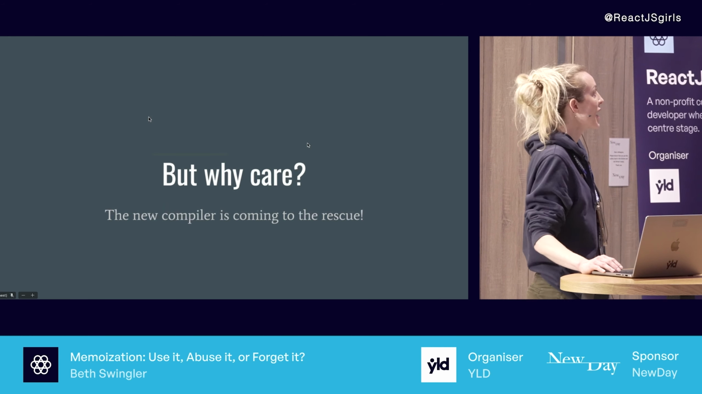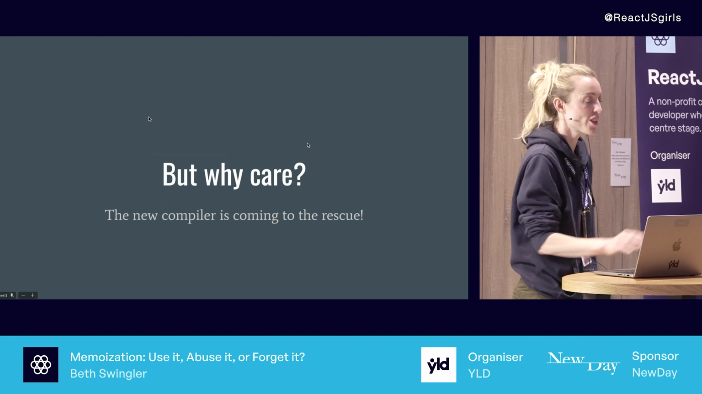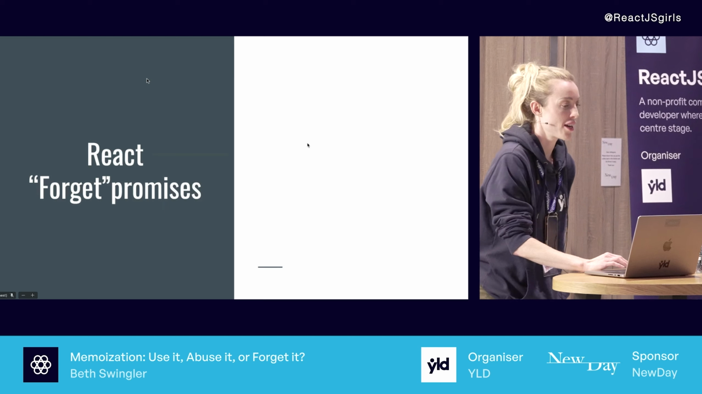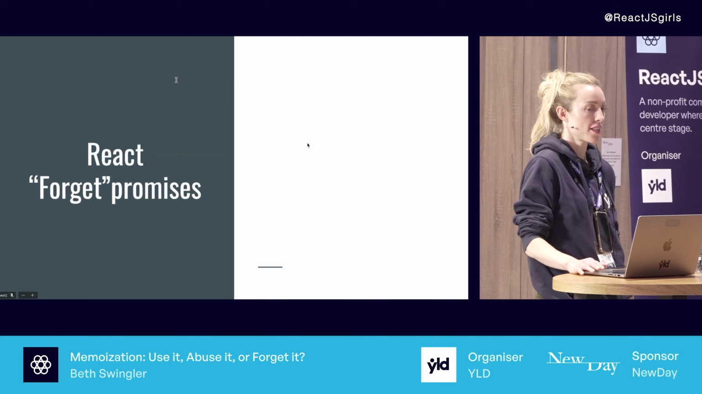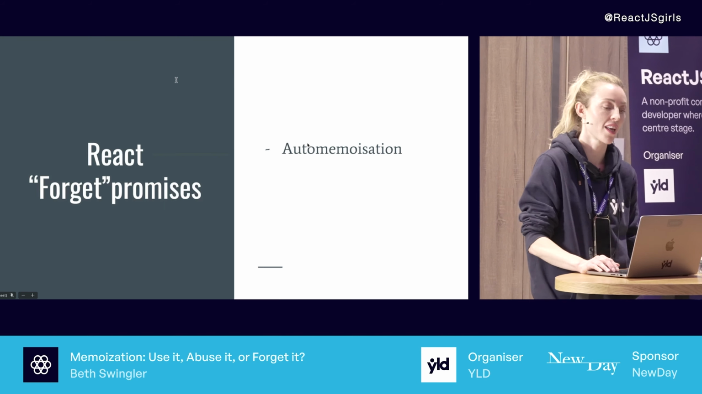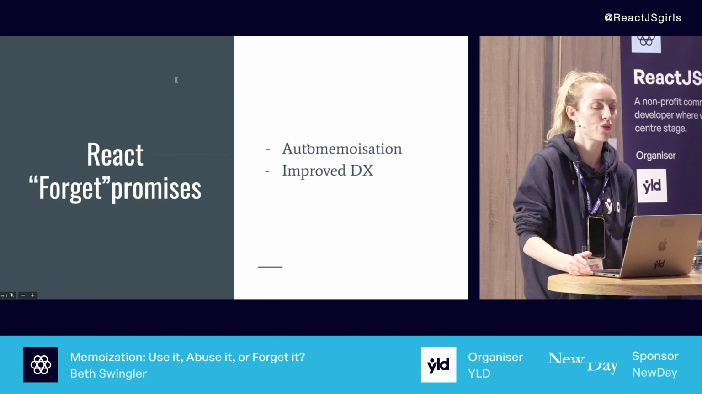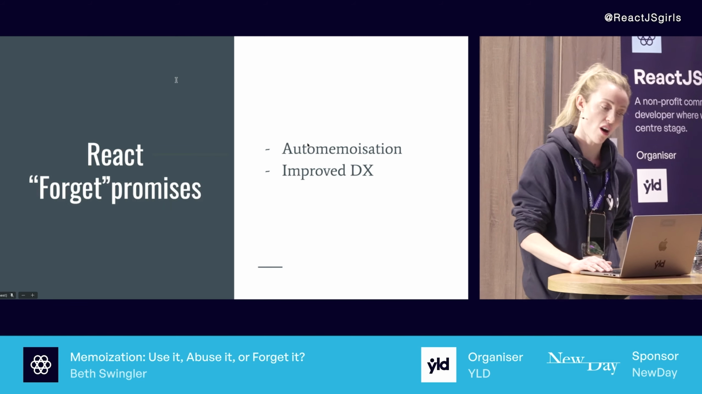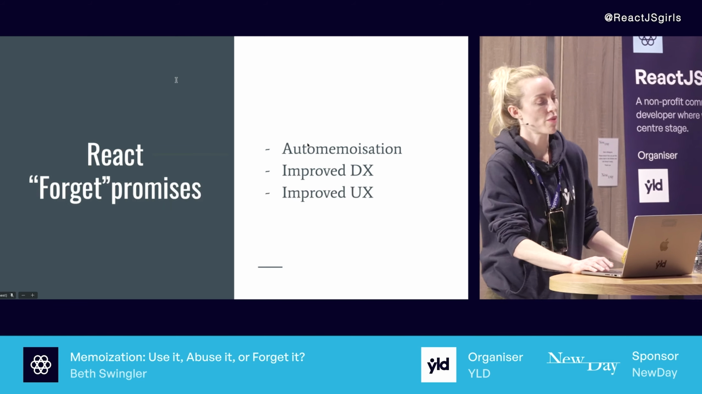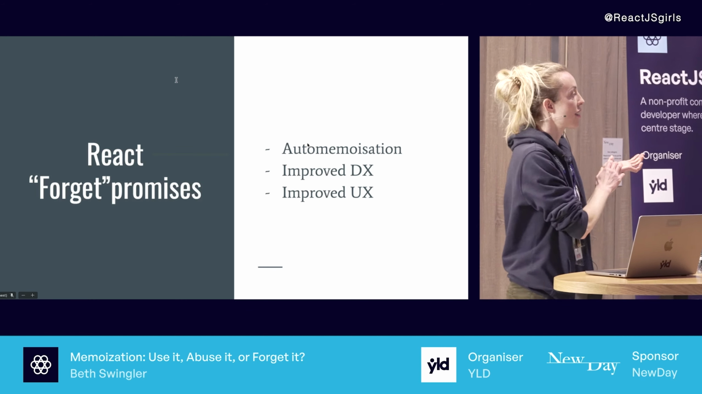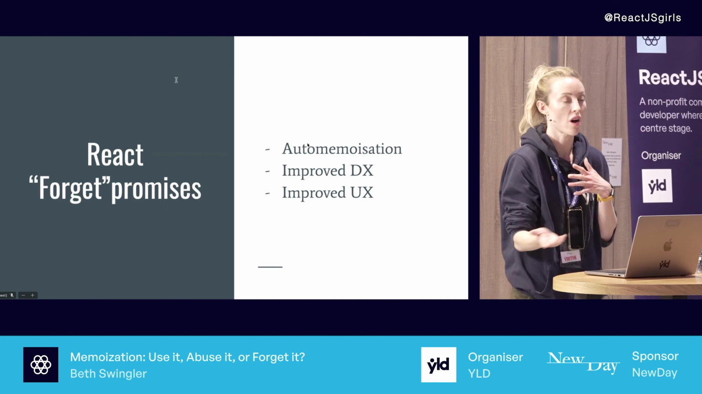So why do we care? The new compiler's coming. It's going to do all this automatically. And that's the really exciting thing, actually. And what is it that it's going to do? Well, for starters, automated memoization. Woo! What does that mean? Improved developer experience, because we write less code. That is the aim of our life, right? It also means improved user experience, i.e., we get improvements in the performance of our apps.